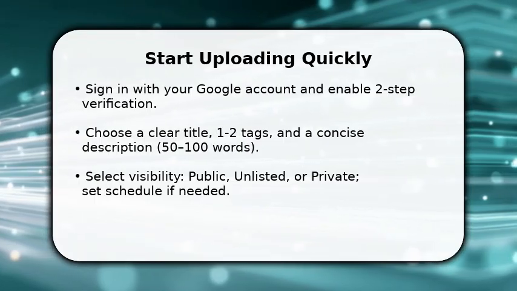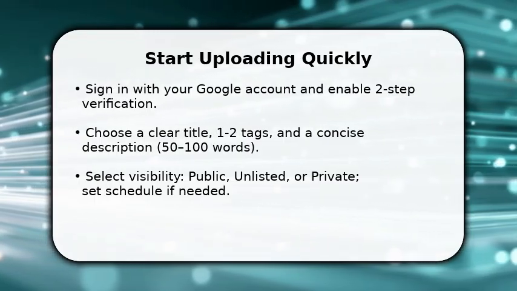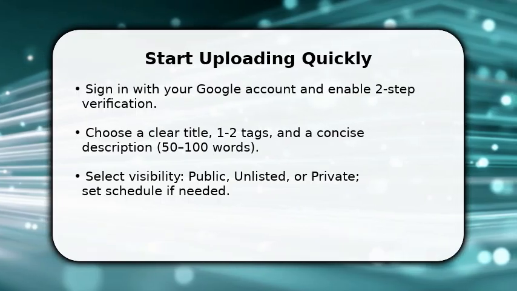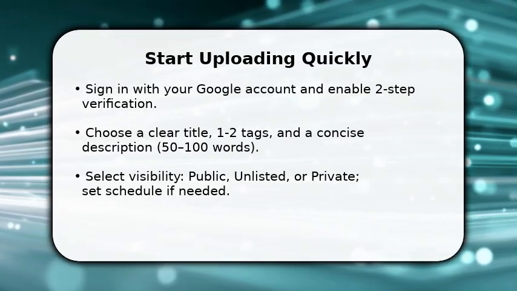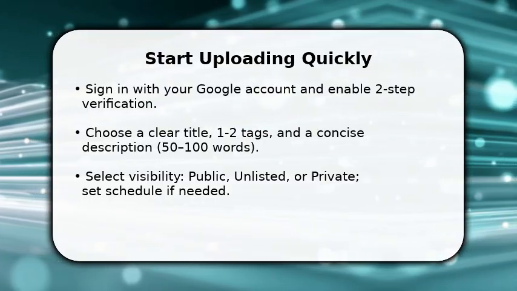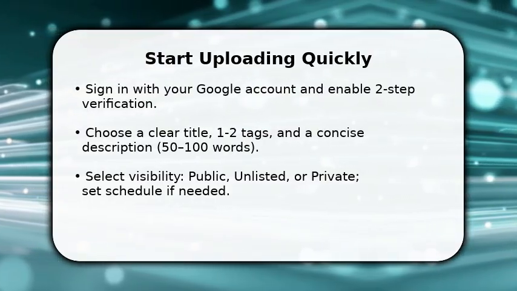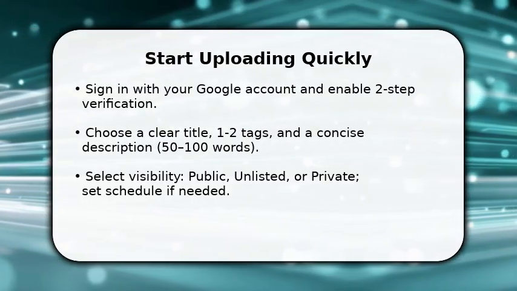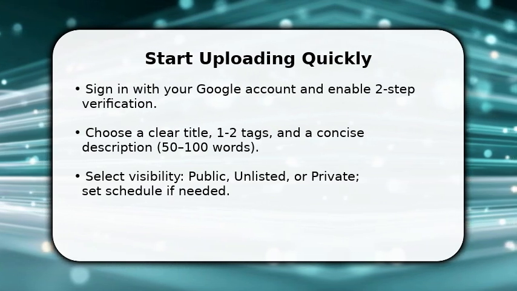You should add a clear title, 1 or 2 tags, and a short description so viewers and the algorithm know what to expect. Next, pick Visibility and Scheduling. Scheduling helps you hit peak hours. This first step sets metadata and timing that determine initial reach and discoverability.